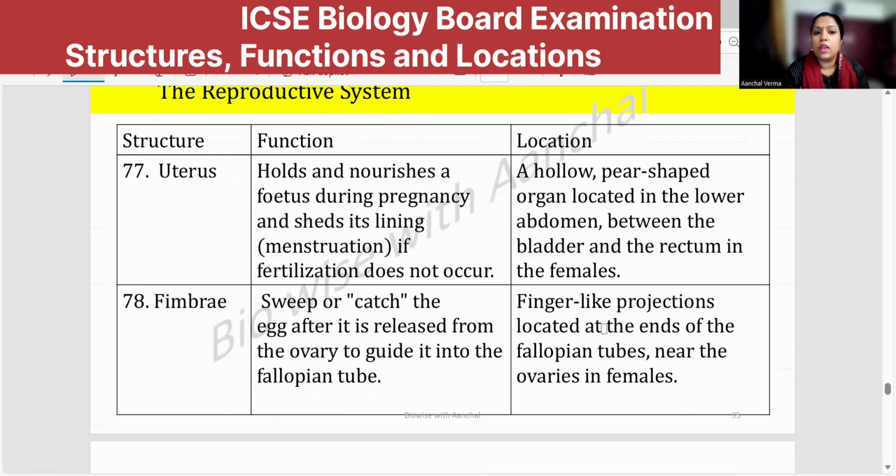Moving to the next, uterus holds and nourishes a fetus during pregnancy and sheds its lining. If fertilization does not occur, menstruation happens. And where is the location?